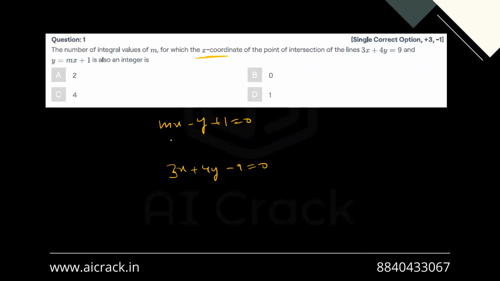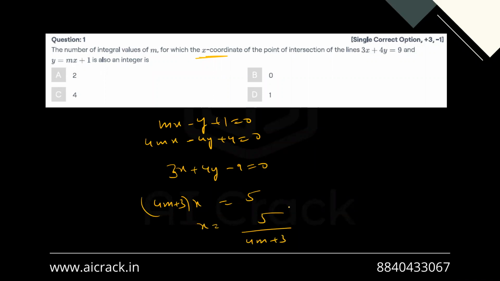We have to eliminate y because we are talking about x coordinate. So I'll be multiplying 4 over here. That would give me 4mx - 4y + 4 = 0. If I add both of them, I'll be getting (4m + 3) times x equals to 5. So x = 5 / (4m + 3).